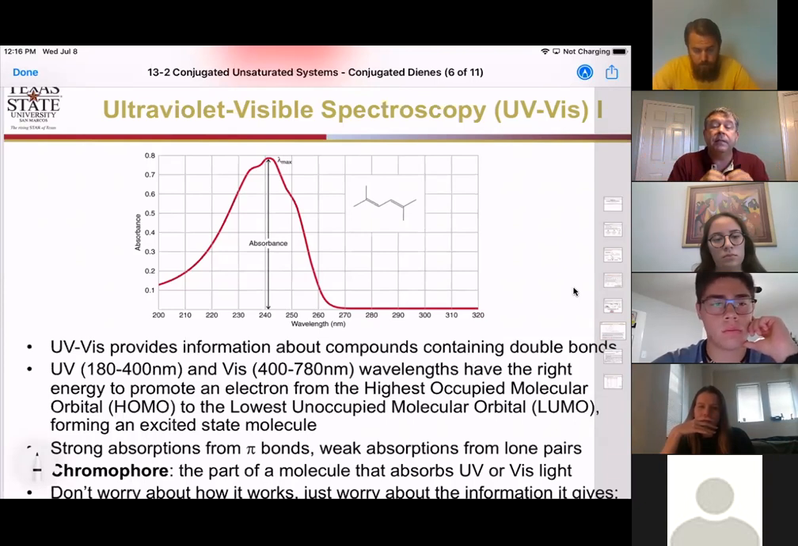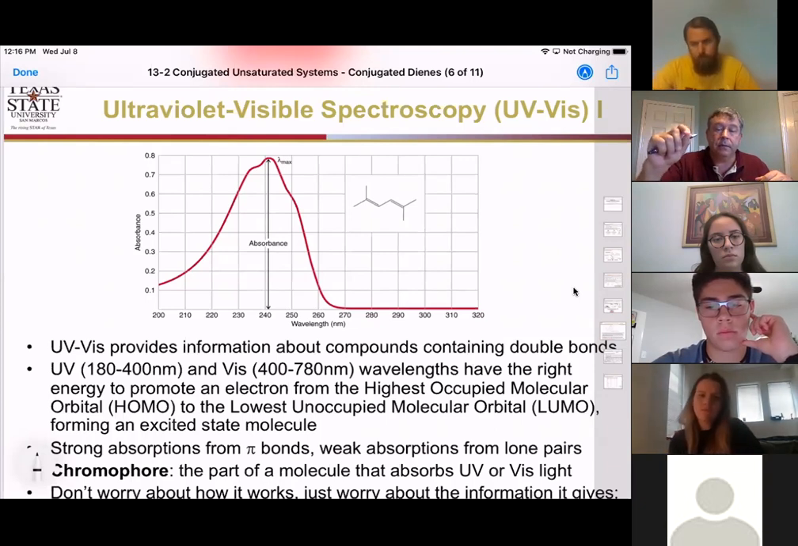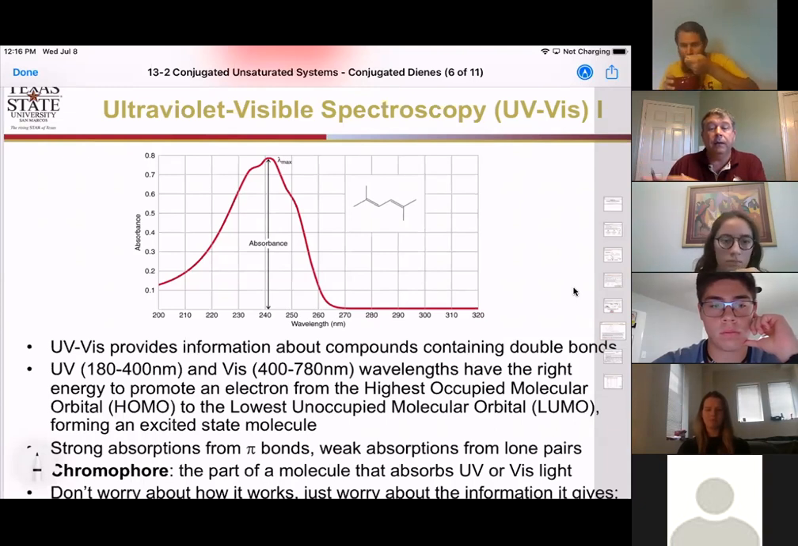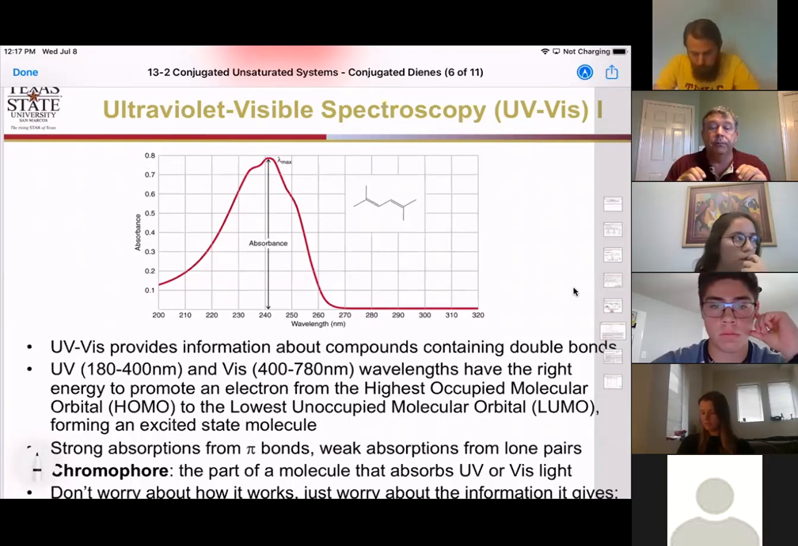And that means the greater the conjugation, the smaller the gap, the easier it is. So if you go out from UV, which is higher energy, and you keep extending that conjugation more and more and more and more, eventually it'll start absorbing in the visible range, okay? So when we see this, the part of the molecule that absorbs that energy and excites that molecule is what we call the chromophore, okay?